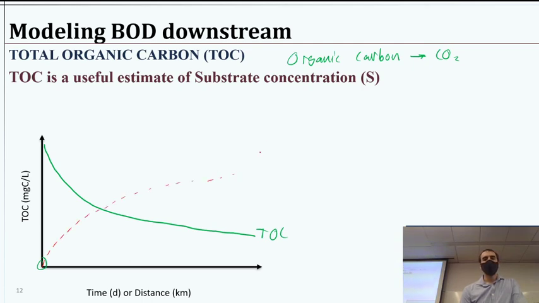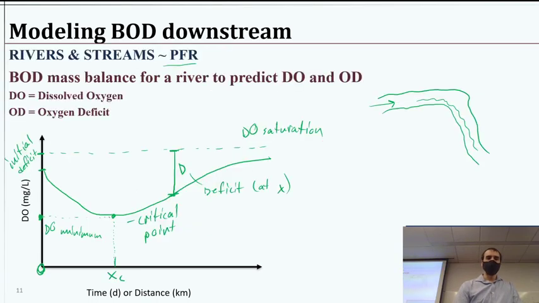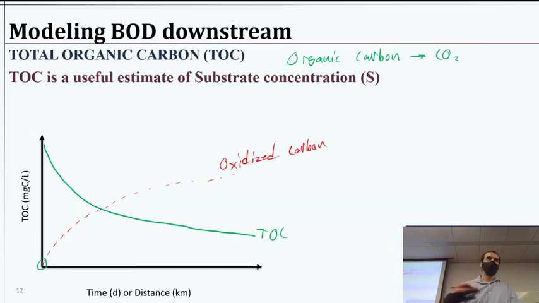And we could also look at the inverse and say, okay, how much oxidized carbon is released? Really this would probably be CO2 if you were to measure that. So that's one way we can take a look at what's happening with the carbon as we go down the stream. And that makes it a little simpler than this curve that goes down then back up, because that's dealing with the oxygen, with both consumption and production or re-aeration, whereas this is just looking at what's happening to that carbon.